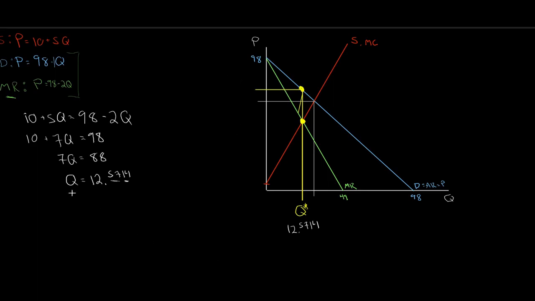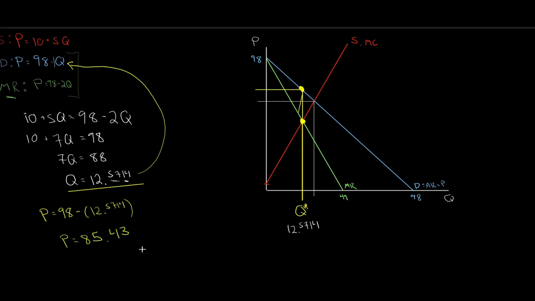So again, just like with our quota or our black market, we're going to take our quantity, we're going to put this into our demand function to get the corresponding price. So price equals 98 minus 12.5714, and 98 minus 12.5714 gives for us a price of 85.43. Right, and technically, that was 85.4286, but rounding it to 2 decimal places, 85.43.